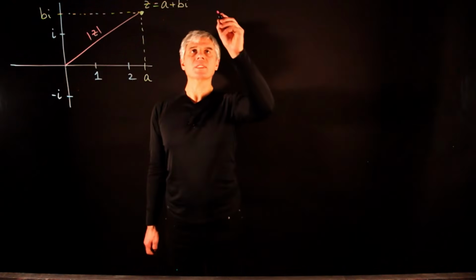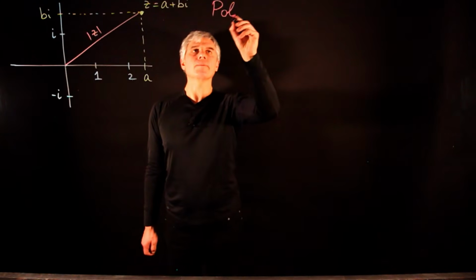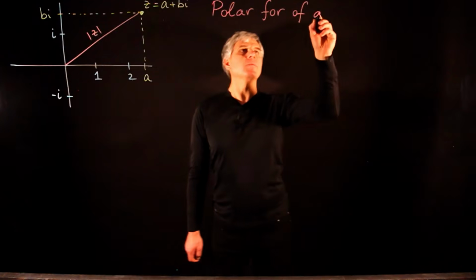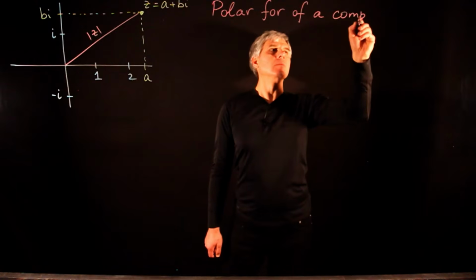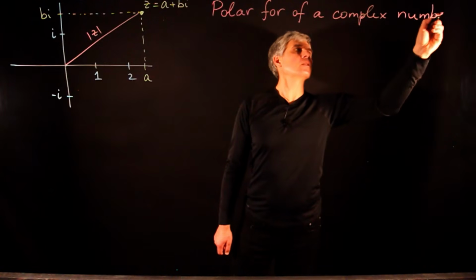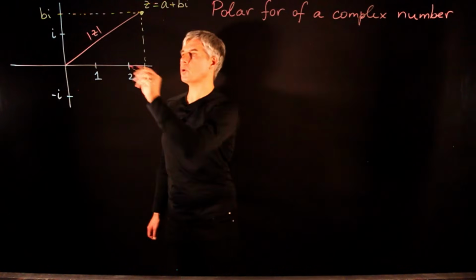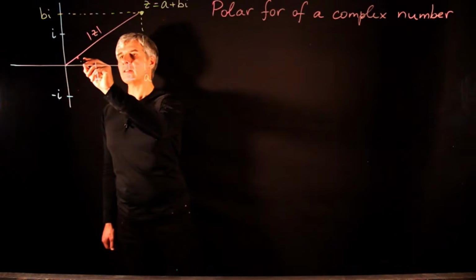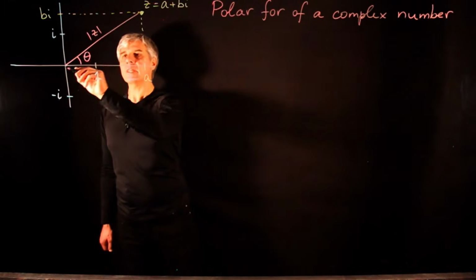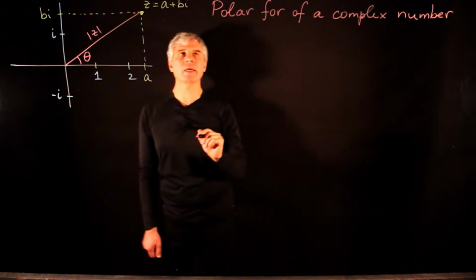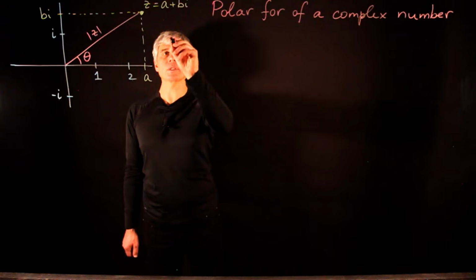Next, we are going to discuss the polar form of a complex number. So this is a slightly different geometric approach to complex numbers. So here we consider the angle theta between the line towards the complex number and the positive part of a real axis. So we give the following definition.